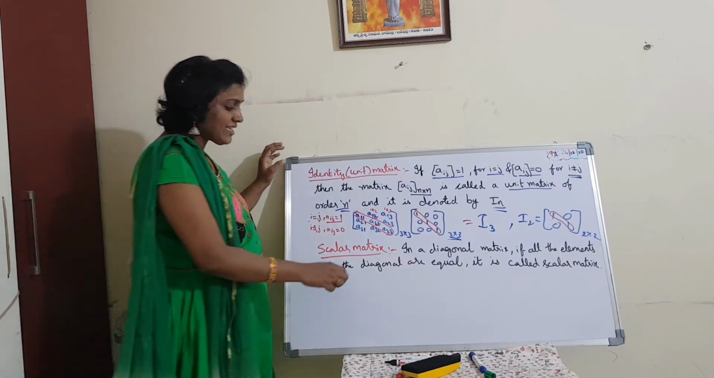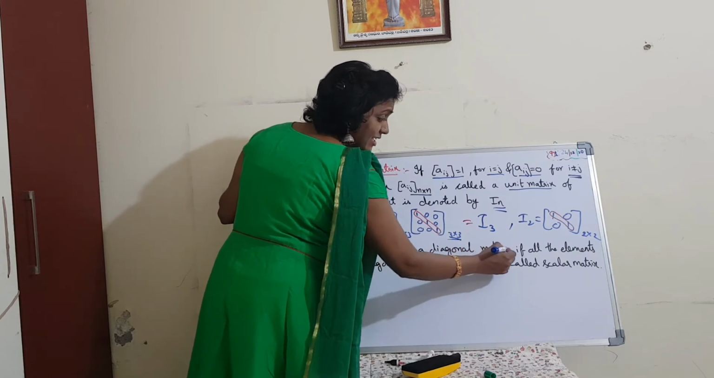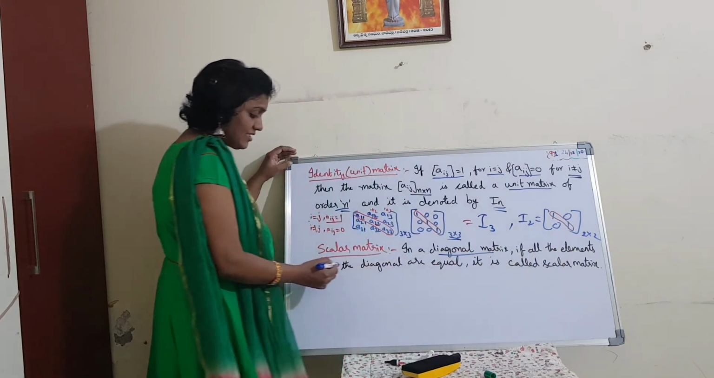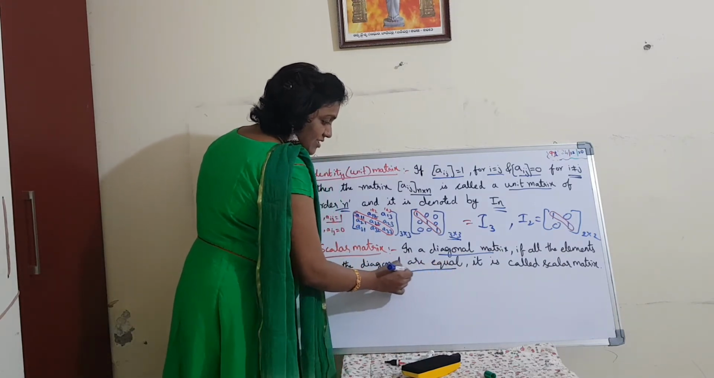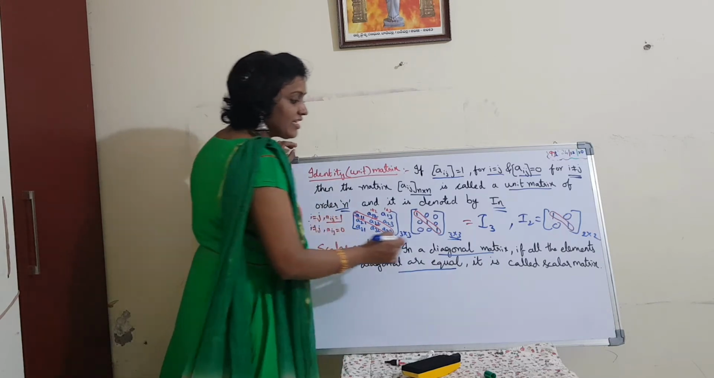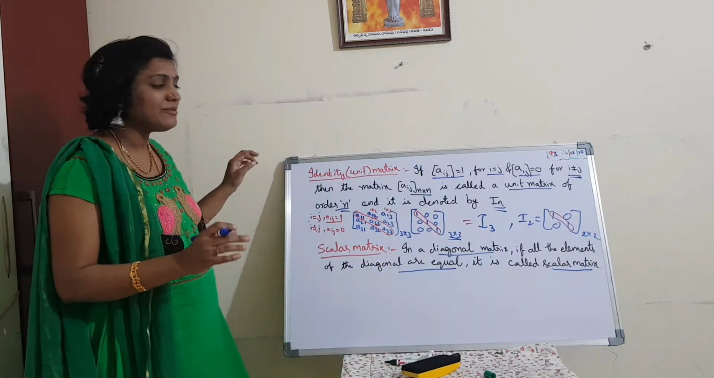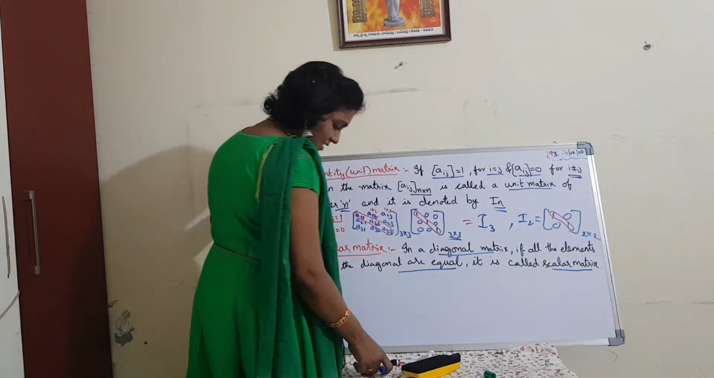Scalar matrix is a diagonal matrix if all the elements of the diagonal are equal. All the elements are equal is called scalar matrix. The diagonal elements must be equal. I'll tell an example so you can understand.